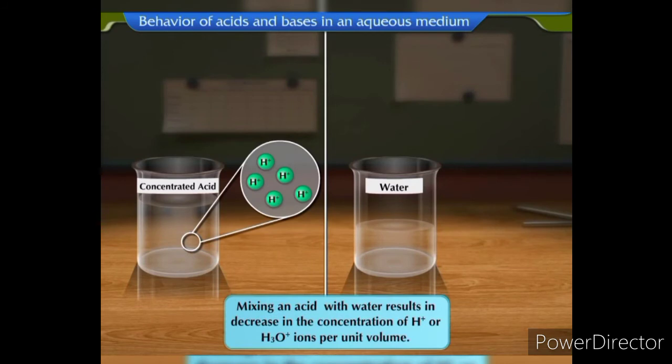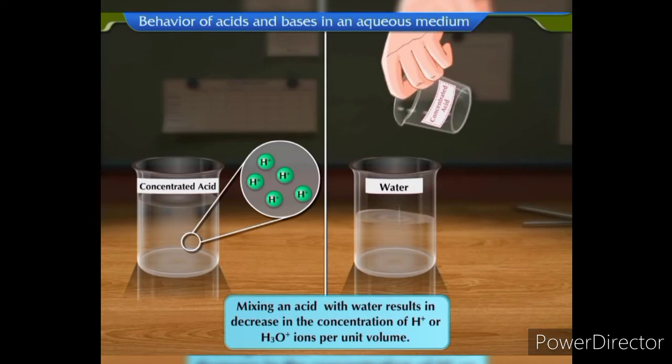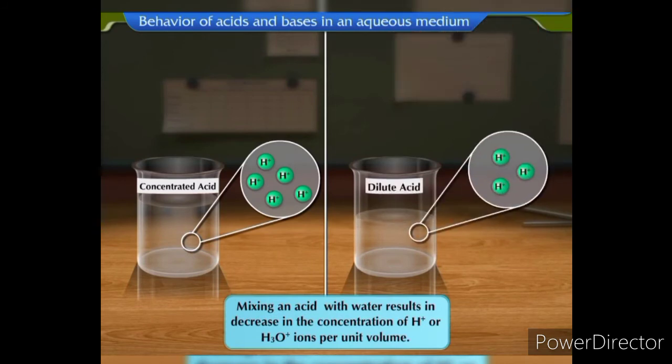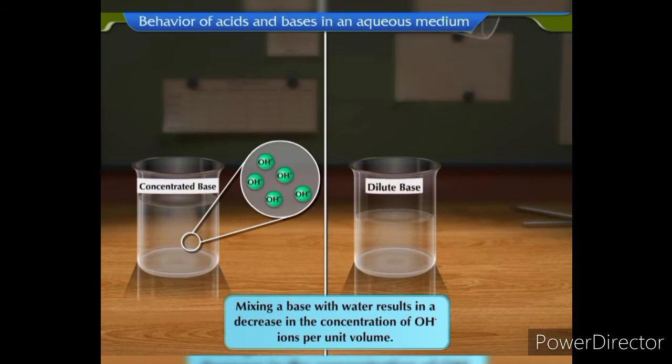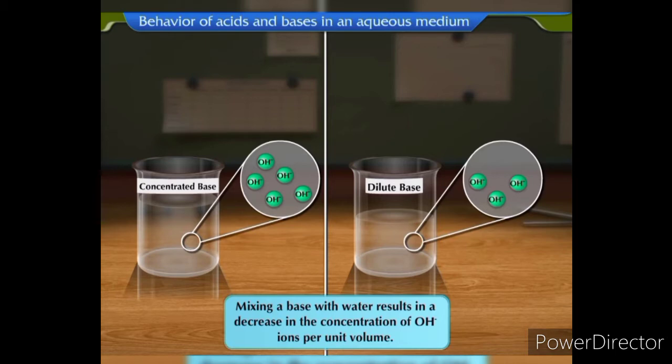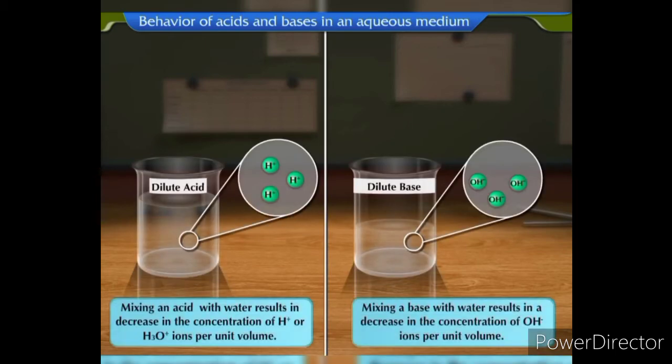Mixing an acid with water results in a decrease in the concentration of hydrogen or hydronium ions per unit volume. Similarly, mixing a base with water results in a decrease in the concentration of hydroxide ions per unit volume. Such a process is called dilution, and the acid or base is said to be diluted.